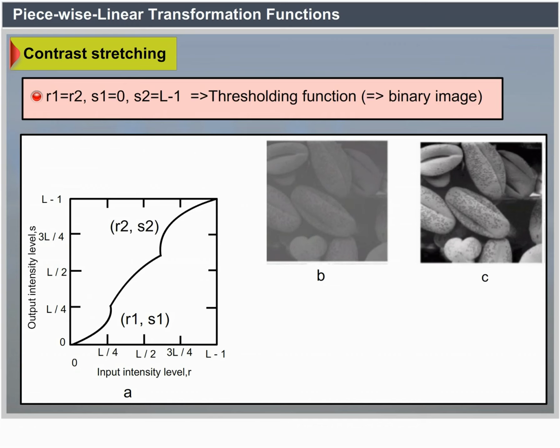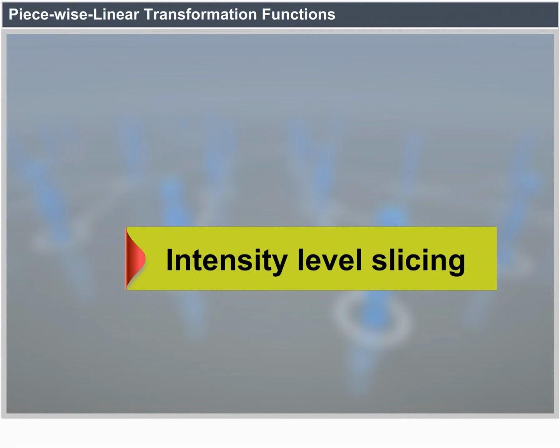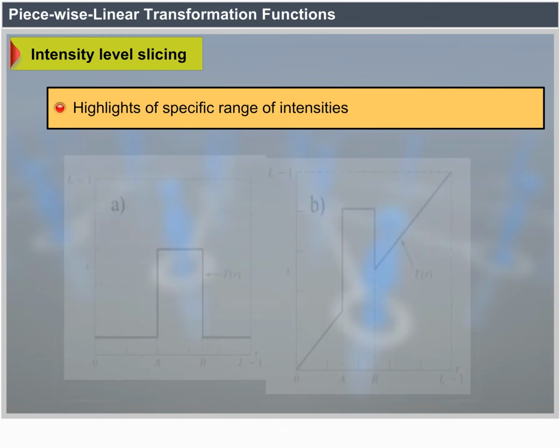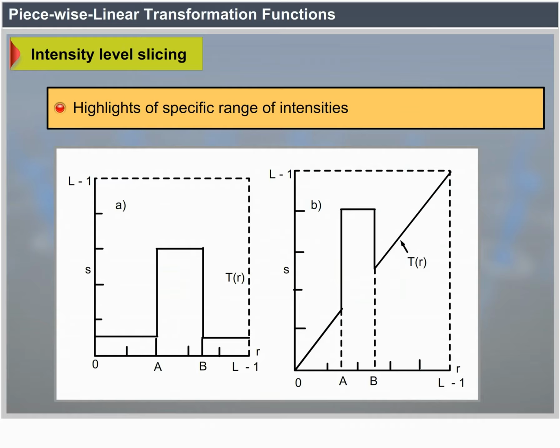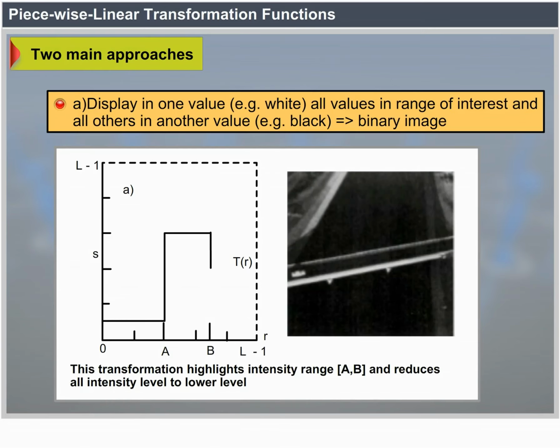Display in one value, for example white, all values in the range of interest and all others in another value, for example black, which is a binary image. This transformation highlights intensity range A, B and reduces all other intensity levels to lower levels. Brighten or darken the desired range, leaving all other intensity levels unchanged. This transformation highlights intensity range A, B and preserves all other intensity levels.